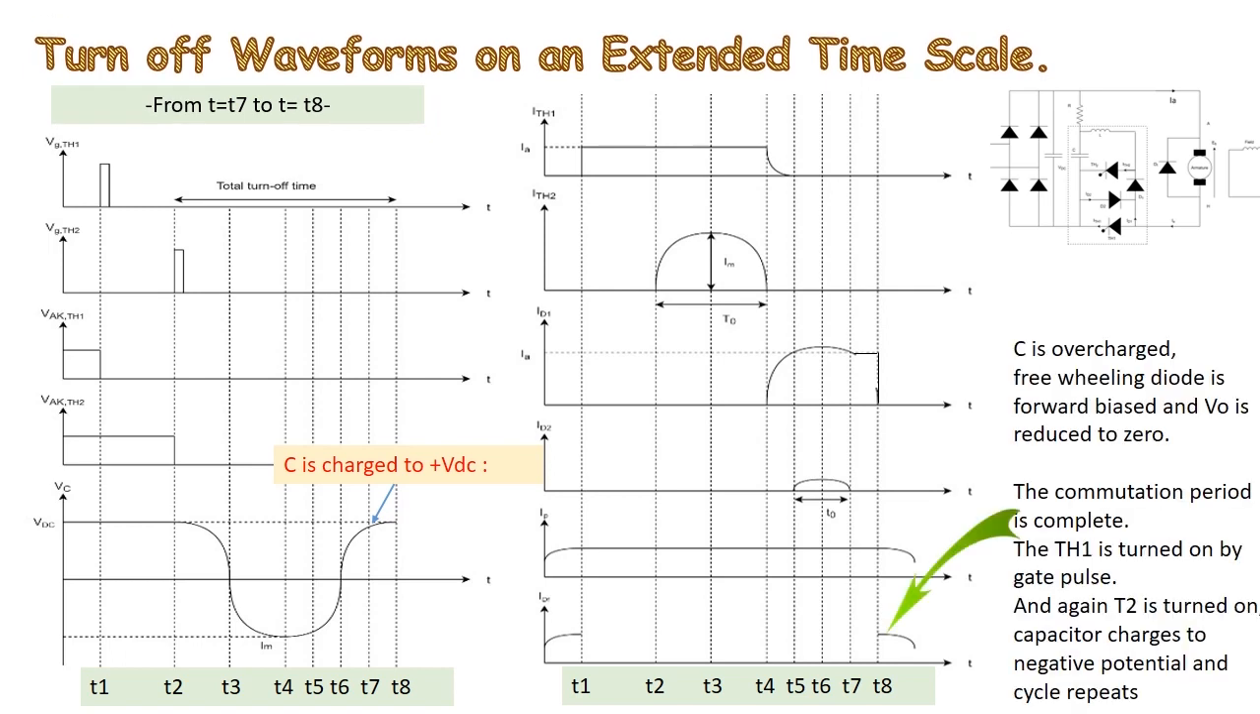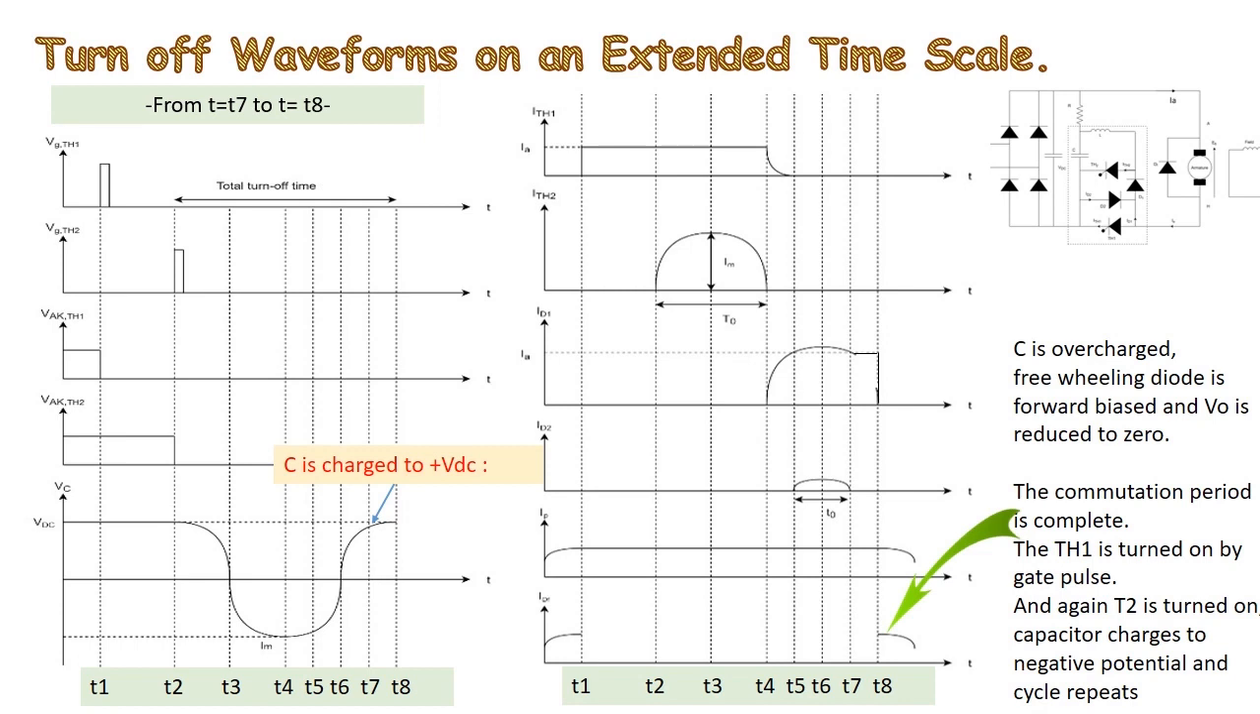Now let's consider the time above T8. Capacitor is charged to plus VDC and C is overcharged. The freewheeling diode is forward biased and VO is reduced to 0. IA current is now equal to the current through the freewheeling diode. The commutation period is complete. Then TH1 can be turned on by a gate pulse, and again TH2 is turned on. Capacitor charges to negative potential and this cycle repeats.